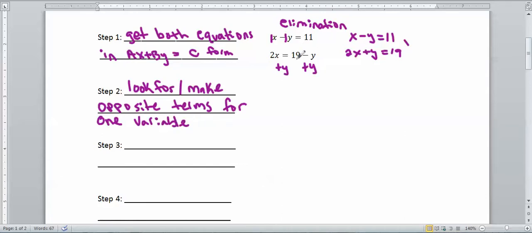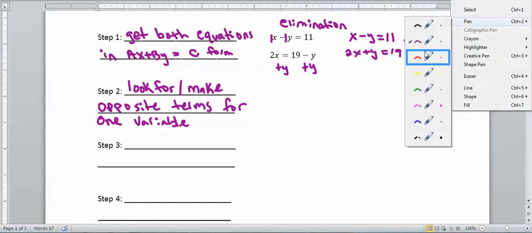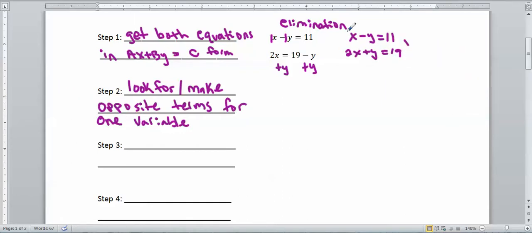Okay, and what an opposite term is, so this is important. When you're making opposite terms, you're looking for the same number, same variable, different sign, right? So opposite term is the same number, same variable, different sign.